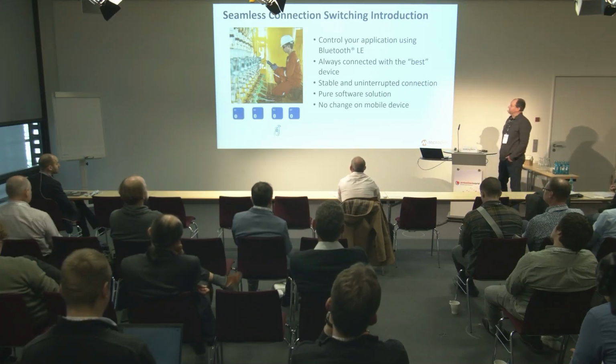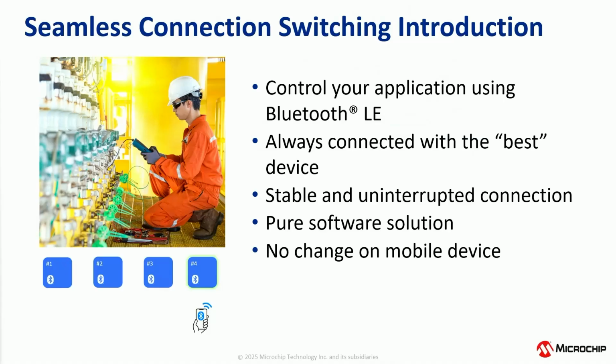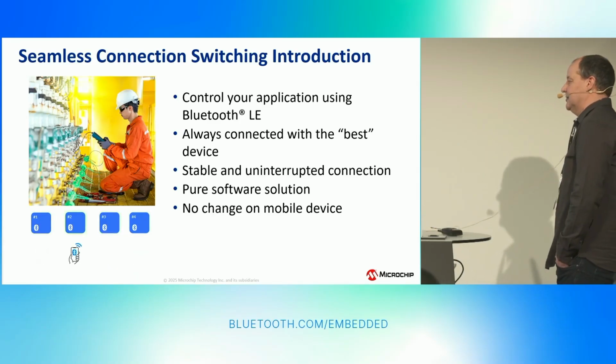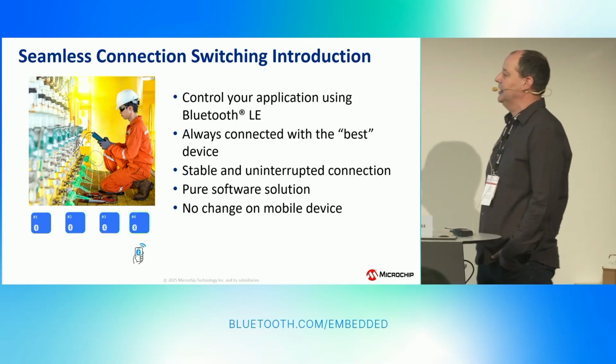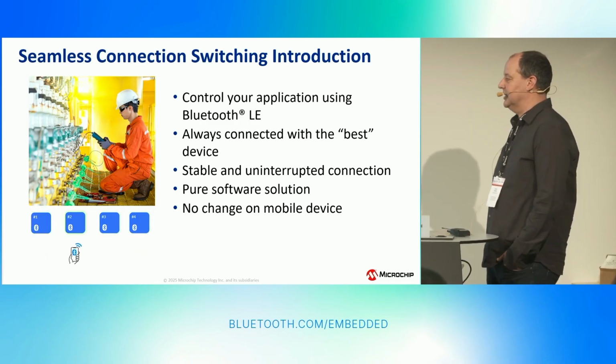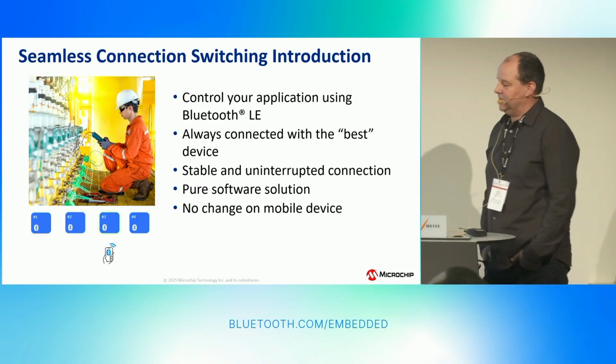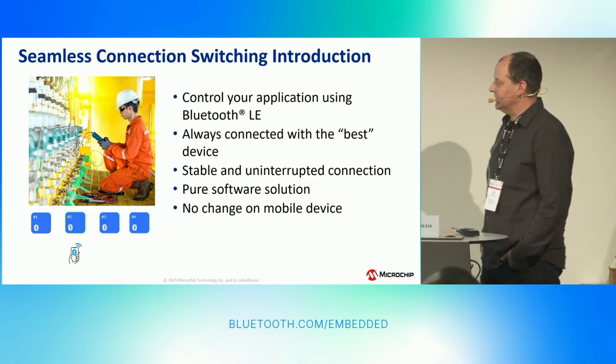So let's start with why we do seamless connection switching. On the left side down, we have a small animation. We have a smartphone which controls 4 devices using BLE, which is widely used. We want to always be connected with the best device. We want to have only one connection to the devices instead of 4 connections in this example. We want a stable and uninterrupted connection, so disconnecting and reconnecting would not be a solution for that. We want to use the existing hardware, which means we have to implement this feature completely in software.